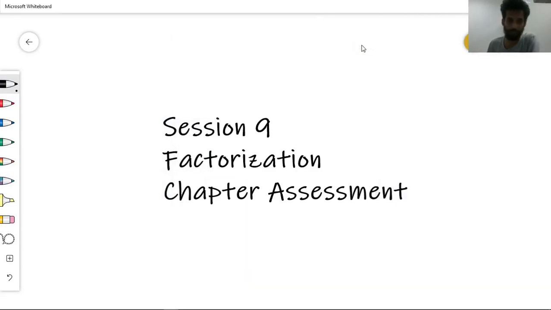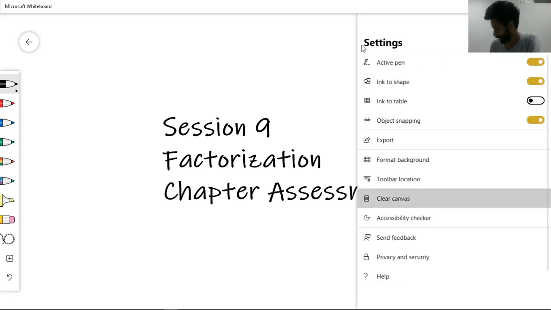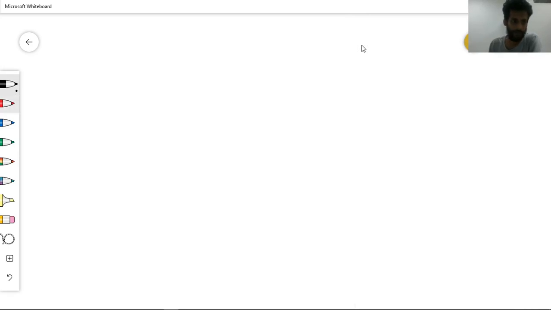Today we will be starting the factorization chapter assessment. We have completed 6G, but we have left out the MCQs, so we will be doing the MCQs now. MCQ question number 18.